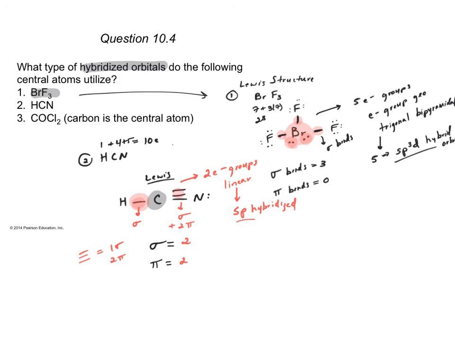And then finally, COCl2. So we've got a C, which is going to be our central atom. We've got chlorine, we've got chlorine, and we've got oxygen. We have a 4 plus a 6 plus a 14, which gives me 24. So 2, 4, 6, 8, 10, 12, 14, 16, 18, 20, 22, 24. That's all the electrons I had. There's a problem though. Carbon doesn't have an octet. So I'm going to take one of these lone pairs and make a double bond.